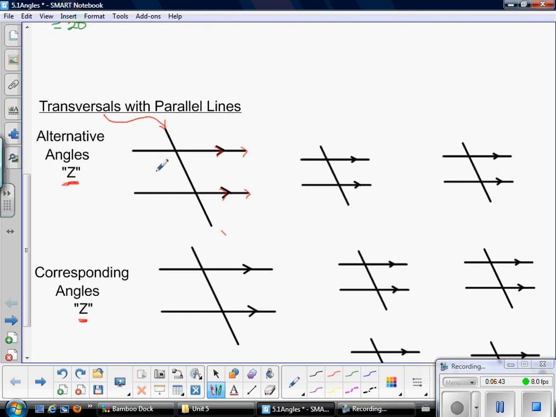Now, when we're talking about alternate angles, we're talking about a Z pattern. The reason I have more than one diagram here is because the Z pattern happens in more than one place.